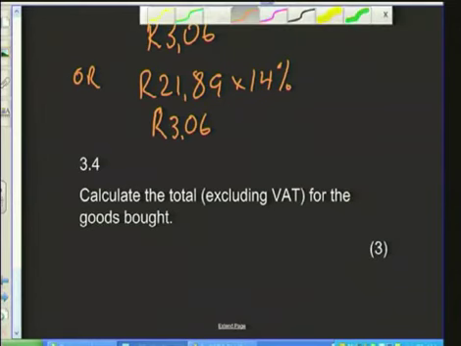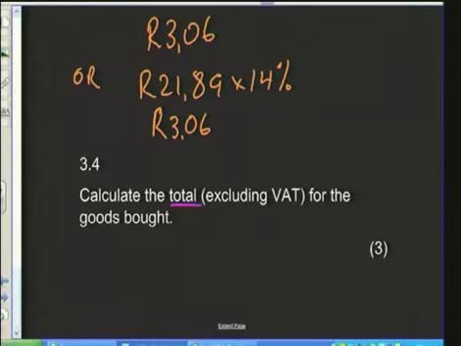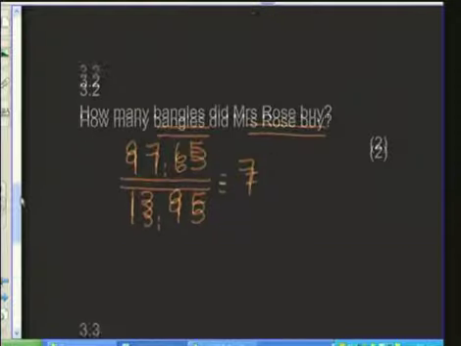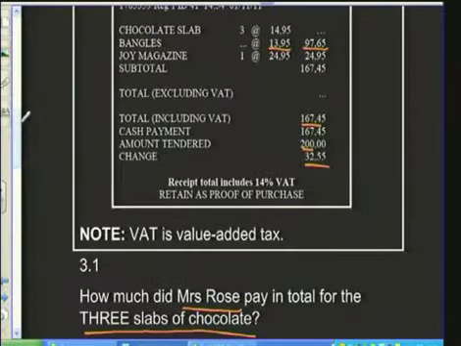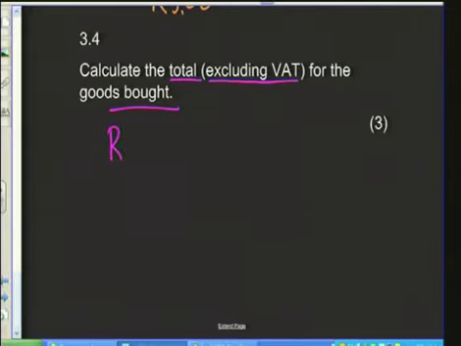Finally, the question then says, calculate the total excluding VAT for the goods bought. So now we want to know what that total excluding VAT is. And we know that our including VAT was $167.45. So we know that this was $167.45, and that was including VAT. Now they want us to find the amount excluding VAT.